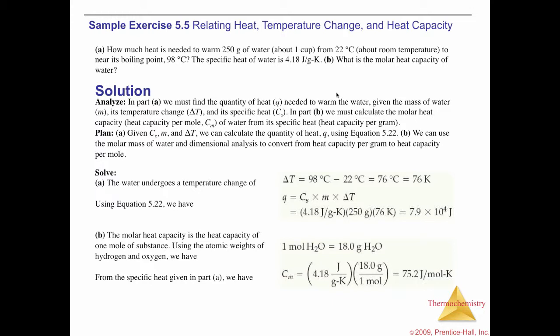Part B, the molar heat capacity, is the heat capacity of 1 mole of a substance. Using the atomic weights of hydrogen and oxygen, we have that 1 mole of water equals 18.0 grams of water. And from the specific heat given in Part A, we have that the molar heat capacity is equal to 4.18 joules per gram Kelvin times 18 grams per mole, or 75.2 joules per mole Kelvin.